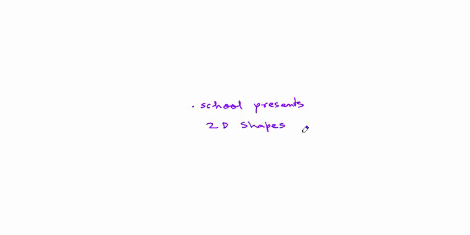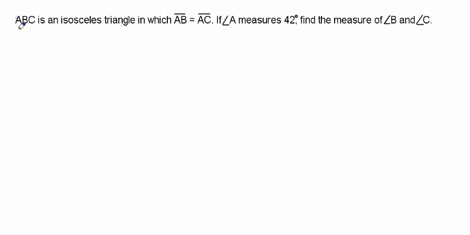Darkschool presents 2D shapes. In this video, we are going to see how to find out missing angles in some common shapes. Let's look at this problem. ABC is an isosceles triangle in which AB is the same length as AC. If angle A measures 42 degrees, find the measures of angle B and angle C.